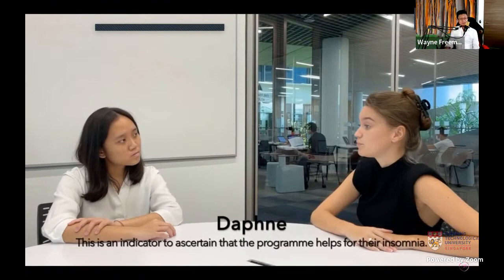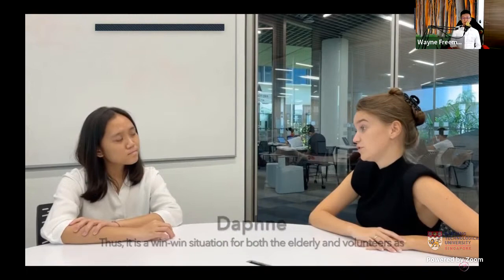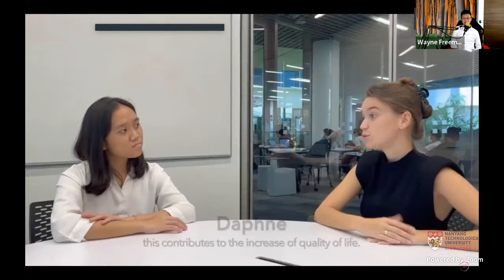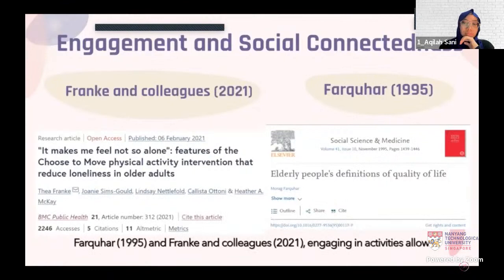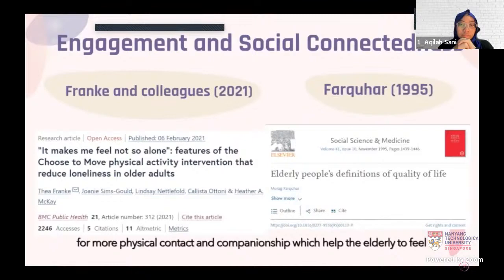Thus, it is a win-win situation for both the elderly and volunteers, as they are engaging in healthy living. Moreover, a great dyadic interaction like this contributes to the increase of quality of life. The link between dyadic bonding, loneliness, and quality of life. A dyad is composed of two people who relate to each other. As stated by Fakwa and Frank and colleagues, engaging activities allow for more physical contact and companionship, which help the elderly to feel social connectedness.